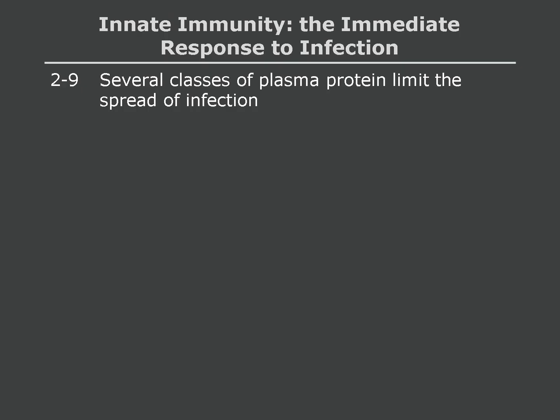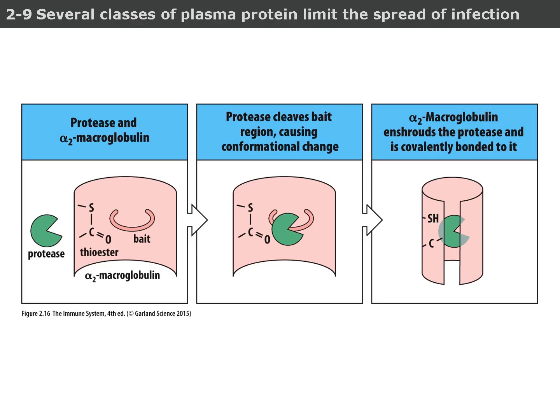Several classes of plasma protein limit the spread of infection. This illustration reveals how a specialized plasma protein called alpha-2 macroglobulin helps limit the spread of infection by trapping harmful microbial enzymes, or proteases. It starts with the alpha-2 macroglobulin lying in wait with a bait region and a reactive thioester bond exposed. When a pathogen secretes a protease, the enzyme is lured into this bait region.